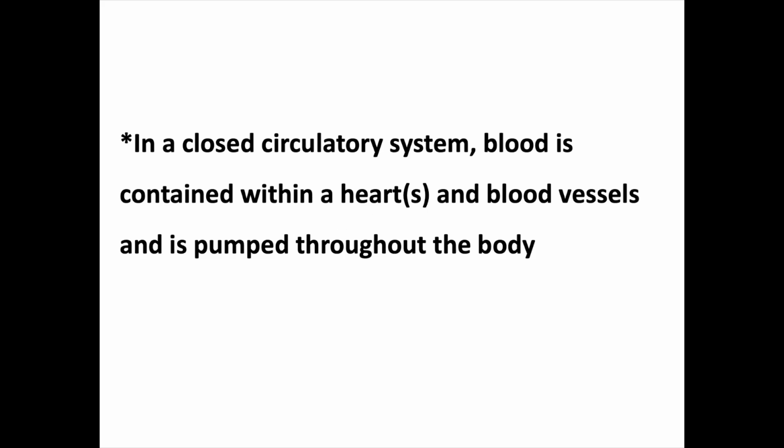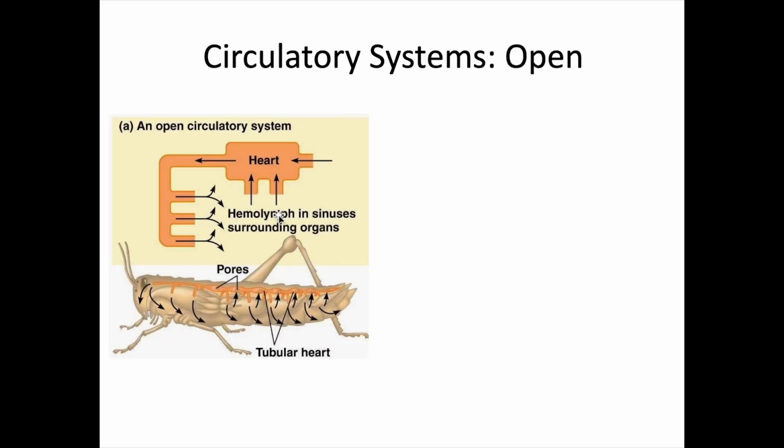In contrast, an open circulatory system has the internal organs just sort of floating around in this fluid called hemolymph. These open circulatory system animals do not have blood. Instead, they have this fluid called hemolymph. And they've got a heart, or sometimes multiple hearts, that will circulate this hemolymph around. But again, it's not kept closed within hemolymph vessels.